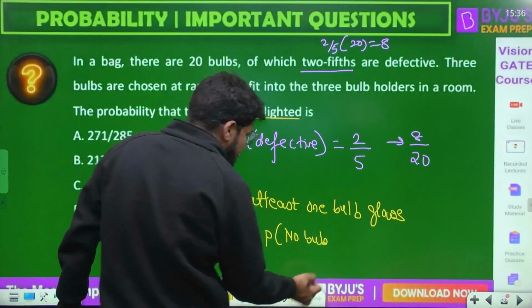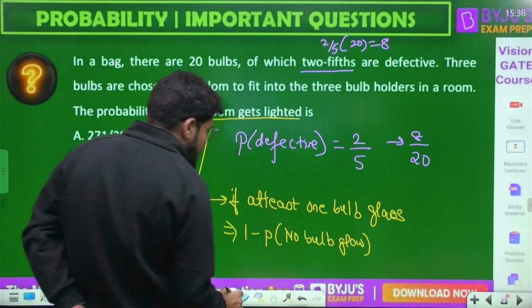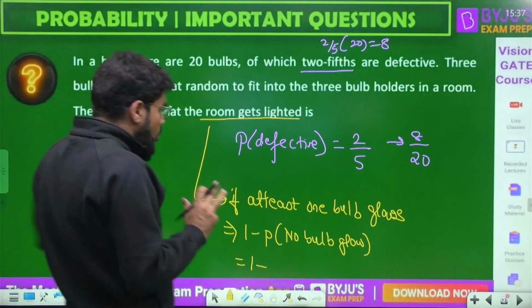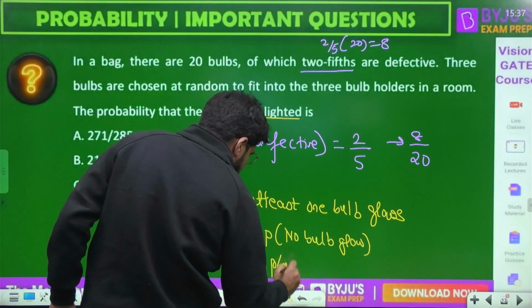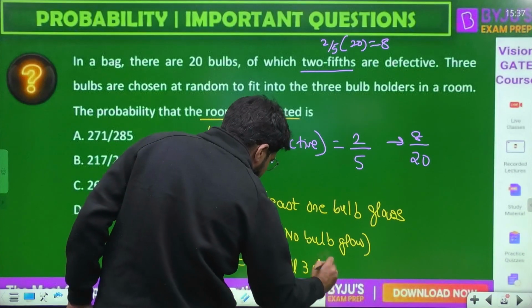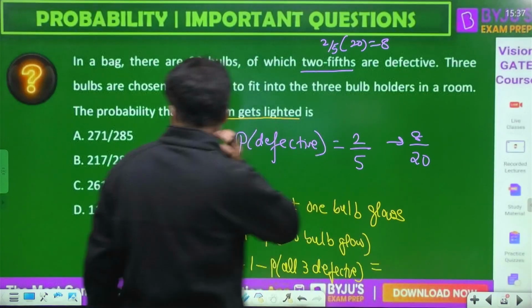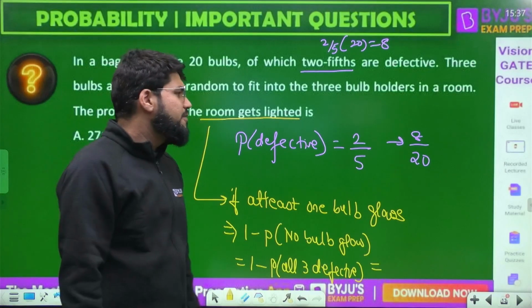At least 1. What did I say? 1 minus probability of none, 1 minus probability that no bulb glows. No bulb glows means all are defective. This is just like the probability that all 3 are defective. So what is going to be the answer now? Tell me, what is the probability that all 3 are defective?